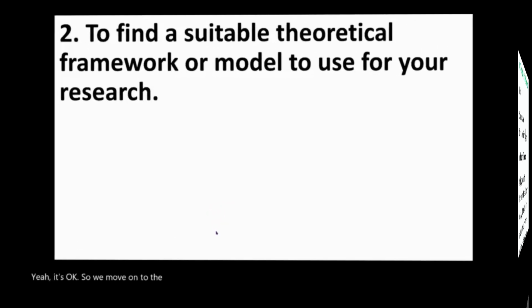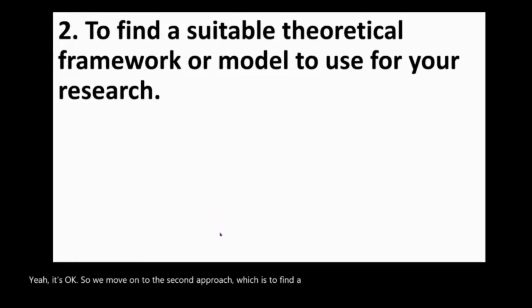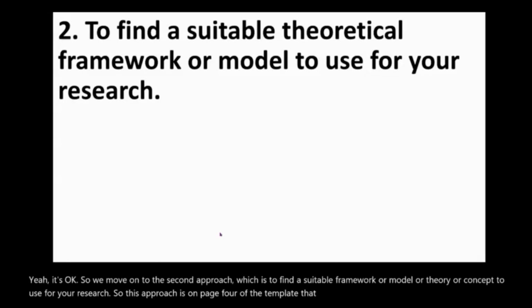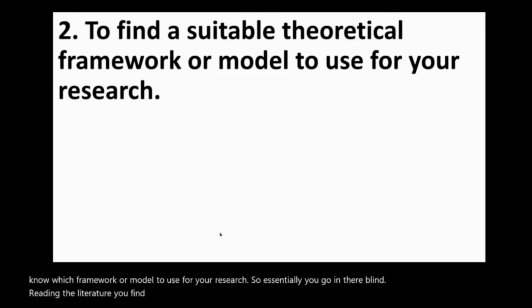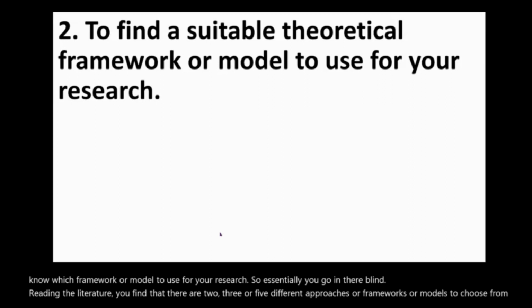The second approach, which is to find a suitable framework or model or theory or concept to use for your research. So this approach is on page 4 of the template that I've just sent to you. So in this situation, you do not know which framework or model to use for your research. So essentially, you're going in there blind. Reading the literature, you find that there are 2, 3, or 5 different approaches or frameworks or models to choose from. You are spoiled for choice.